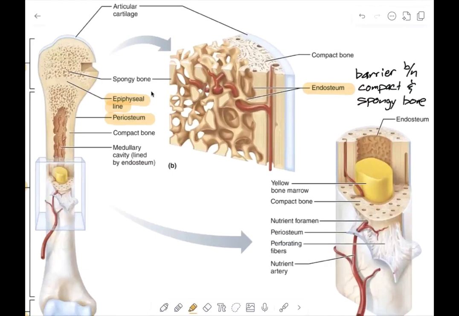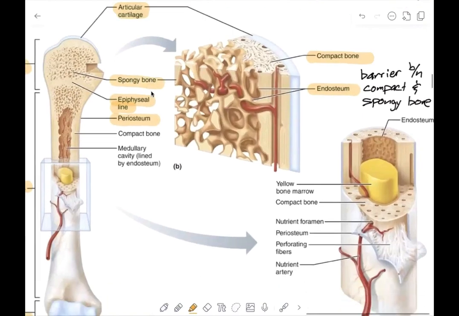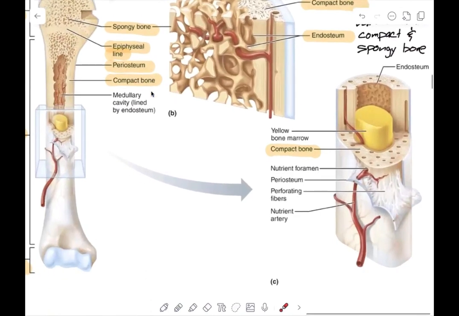You can see compact bone shown here, which we'll be talking about coming up. The ends of the long bone at the joint are covered by articular cartilage, and we have spongy bone shown in the epiphysis and a little bit at the proximal end of the diaphysis. We can see our compact bone shown here again. This image is just kind of enlarging this part right here. In the center of the diaphysis is the medullary cavity lined by the endosteum. Within that is the yellow bone marrow, and what's called a nutrient foramen.